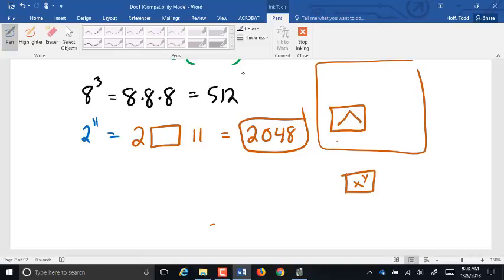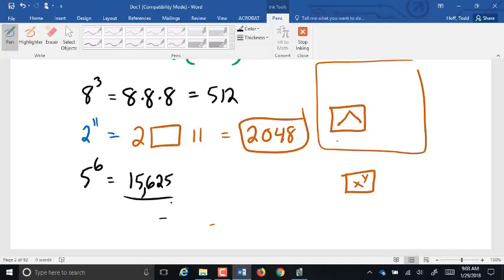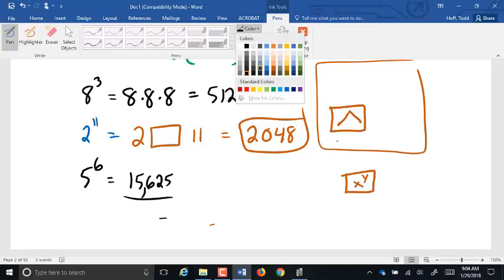It worked? Let's try a little bit bigger one. 5 to the 6th. See if you get 15,625. Yes? Okay. Anybody have any questions on how their calculator works?